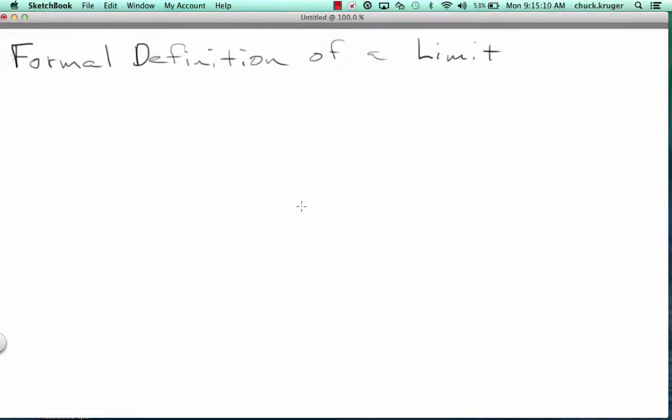Hi, I'm going to explain the definition of a limit. I'm first going to give it to you. It says the limit as x approaches c, some number, of some function f of x is equal to this limit that I'm going to call L.